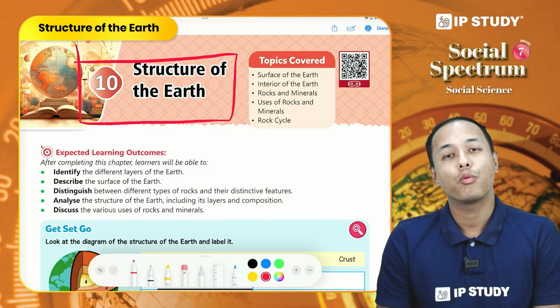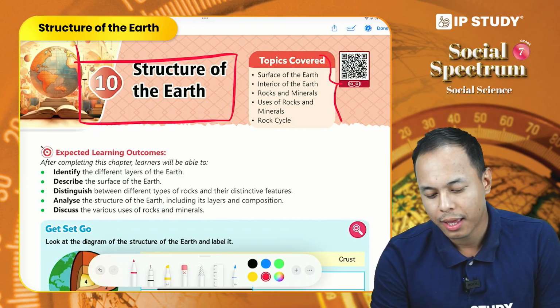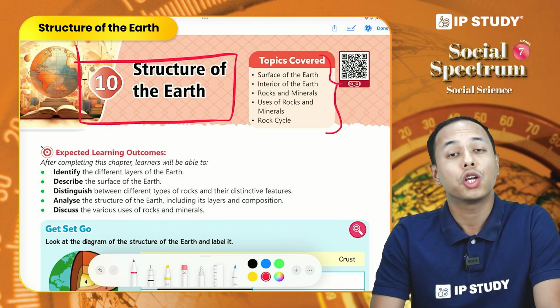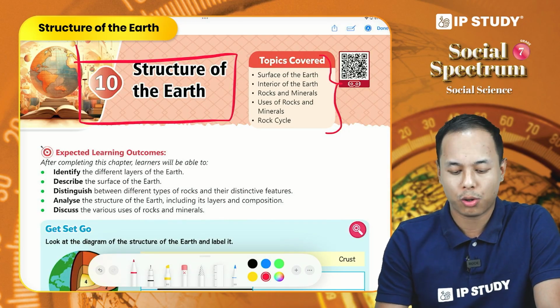In this chapter we are going to discuss a few important topics like the surface of the earth, the interior of the earth, rocks and minerals, uses of rocks and minerals, and the rock cycle.